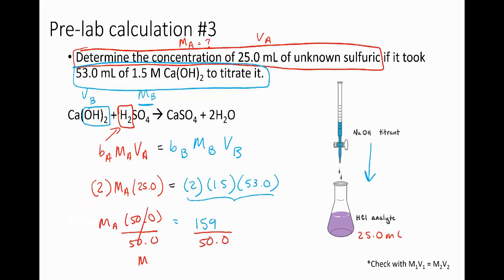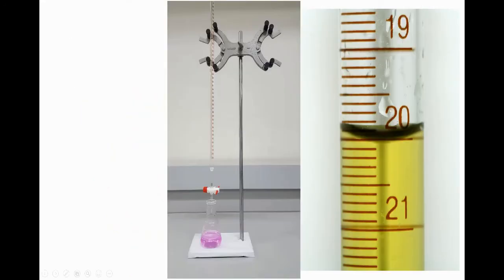Okay, so Ma equals 159 divided by 50. And that gets us a molarity of 3.2 molar. So in this case, our acid was stronger in concentration than our base. And so this is normally your end result of your titration, is that you want to be able to determine whatever the concentration is of your analyte. All right.